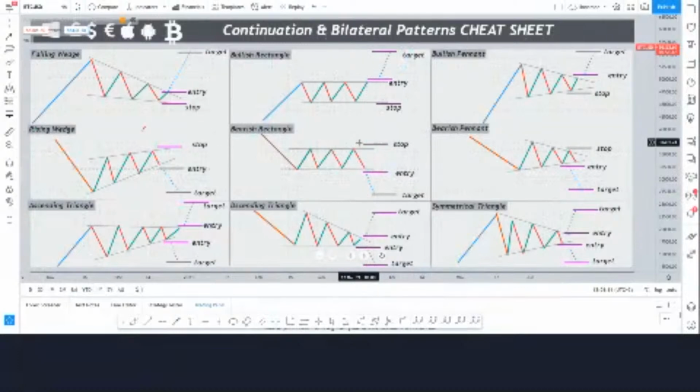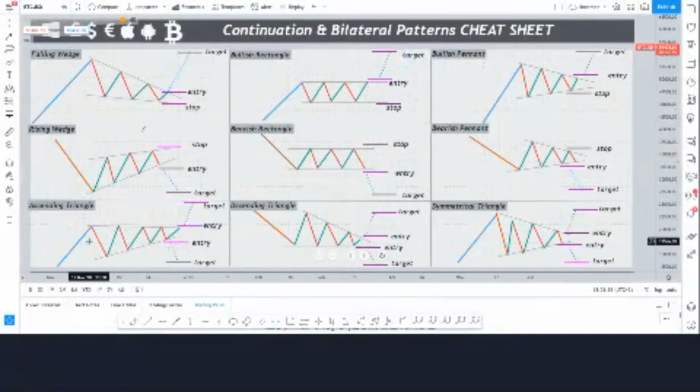Some people would like to wait for a break, then a retest as an entry. It happens sometimes, sometimes it doesn't happen, okay? So that's the bearish rectangular. Watch out for fake breakouts, stuff like this. Then you have the bearish pennant. It's the same thing, just opposite of this one. It just becomes smaller. Then you have the ascending triangle. Things are getting smaller, okay?